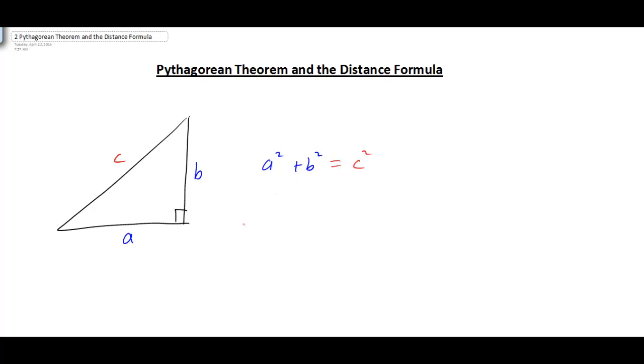And of course, there are many ways we could solve this triangle. If we're given two sides of this triangle, then we can find the missing side. If we're given sides A and B, we could plug in for A and B and find side C. Or if we're given side B and side C, we could solve for side A. But keep in mind, this only works for a right triangle. A squared plus B squared equals C squared, where C is always the hypotenuse. It's always the two sides squared and added together equal to the hypotenuse squared.